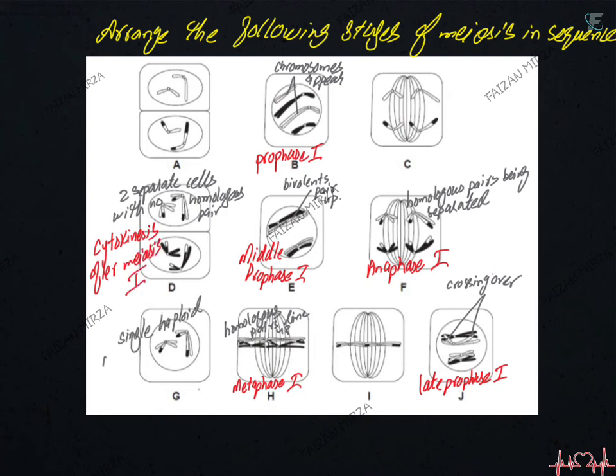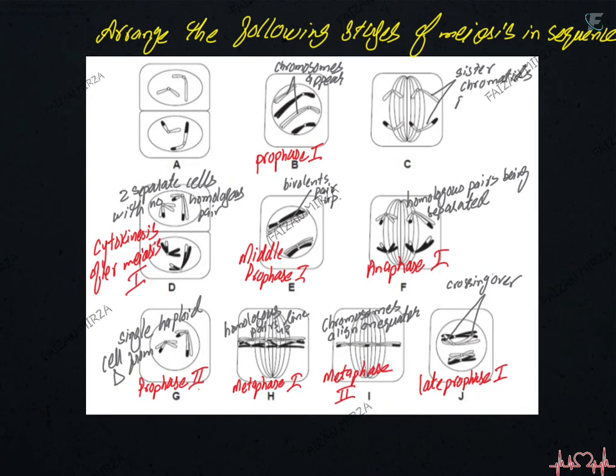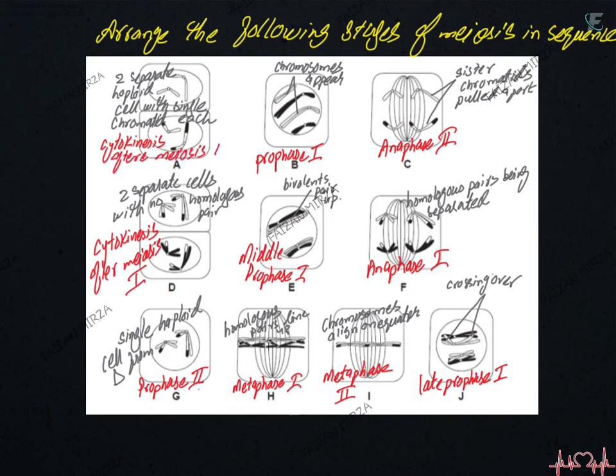In G, a single haploid nucleus can be seen in each of the cells. So this must be prophase 2. In I, the chromosomes line up in the center, no homologous pairs. So this is metaphase 2. In C, you can see sister chromatids being pulled apart from one another. This should be anaphase 2. And 2 separate haploid cells with single chromosomes and single chromatid can be seen in each nucleus. This is cytokinesis of meiosis II. So this sequence can be seen.